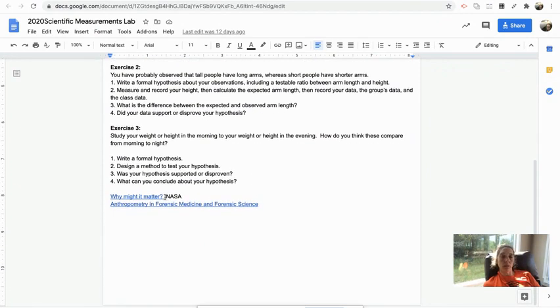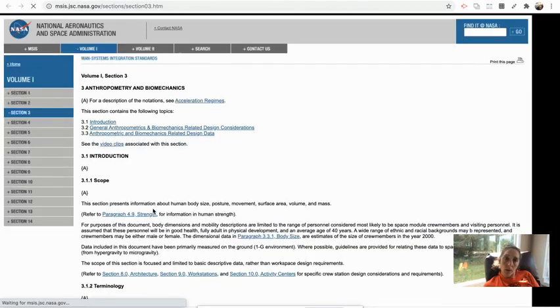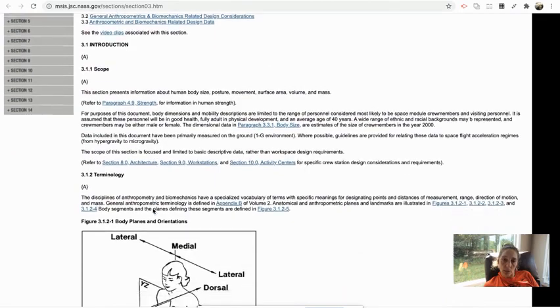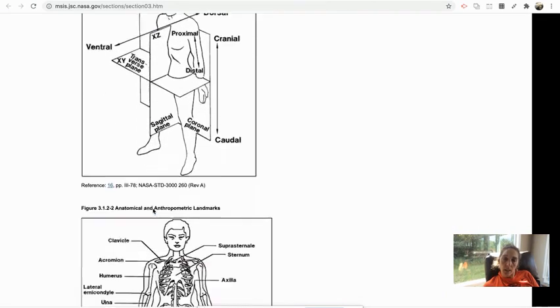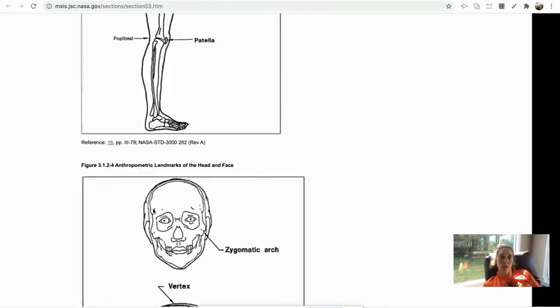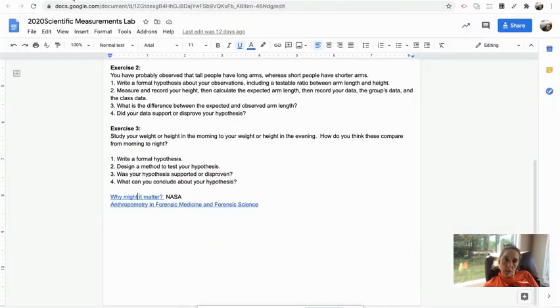And I always think it's important to talk about why we should care. So NASA, for example, has a whole article here about biomechanics and anthropometry, which is these body measurements, the study of body measurements, and why we care about these topics. Yes, this is NASA. So you can kind of take a look at this and why they would want to know these types of measurements.